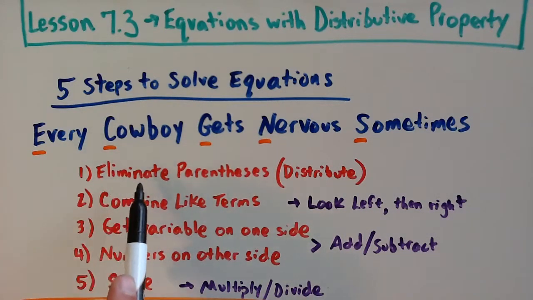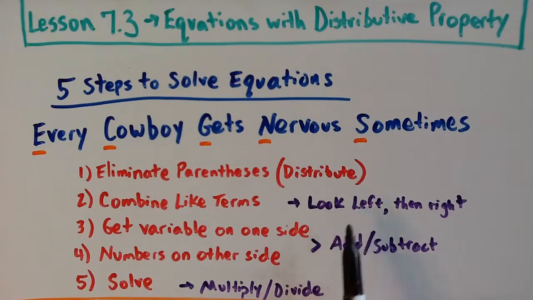The E on every reminds us to eliminate the parentheses by using the distributive property. The C on cowboy reminds us to combine like terms. We look on the left side of the equal sign, combine like terms there. Then we look on the right side of the equal sign and combine like terms there.